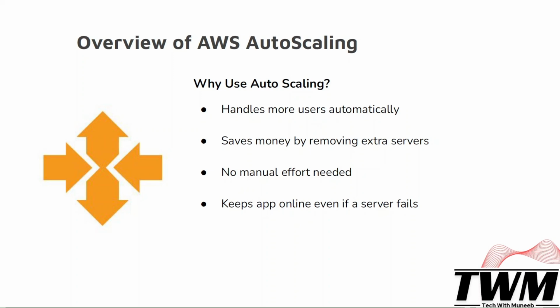So why do we use autoscaling? Basically, it handles more users automatically. We don't need to manually create additional servers to distribute the incoming traffic or to split the traffic equally. It is done automatically by AWS autoscaling, and it saves your cost by removing extra servers. There is no manual effort needed, and it keeps your application online if a server fails or crashes. In both situations, autoscaling ensures that your application is up and running perfectly fine. So that's the concept of AWS autoscaling.